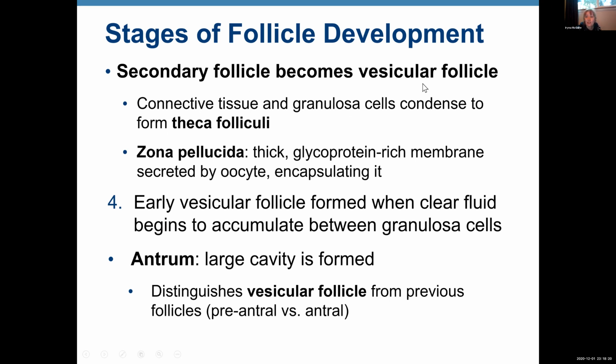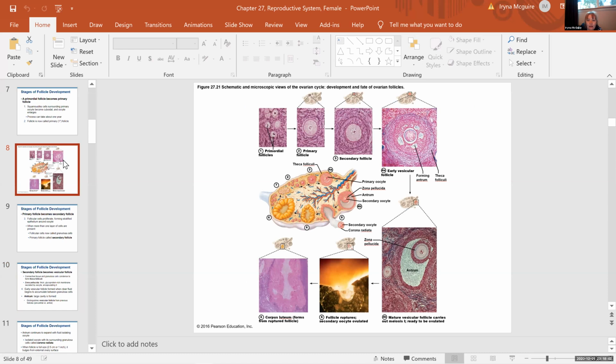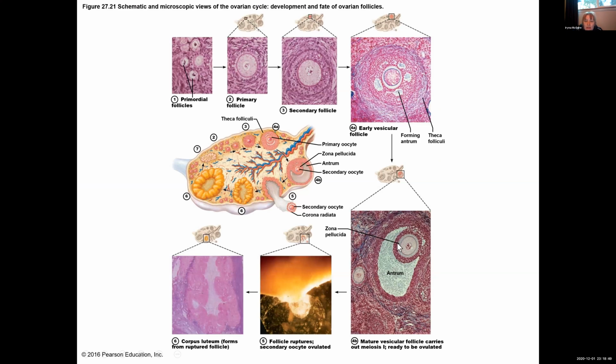Secondary follicle becomes vesicular follicle. So connective tissue and granulosa cells condense to form theca folliculi. Zona pellucida is a thick glycoprotein-rich membrane secreted by the oocyte, encapsulating it. So let's see where you have this. If you look over here, you can see this zona pellucida surrounding the oocyte, the secondary oocyte over here, and so these cells forming a theca folliculi.